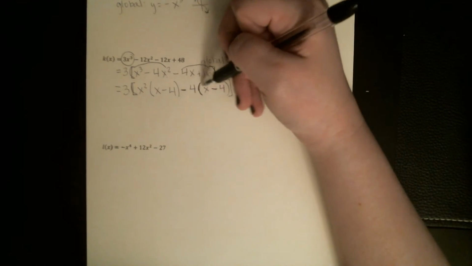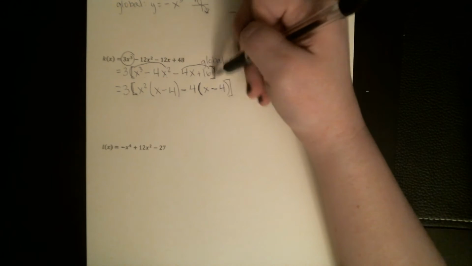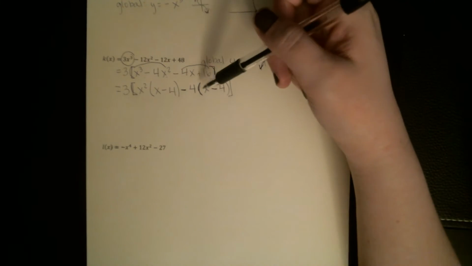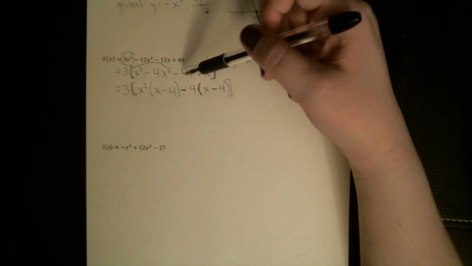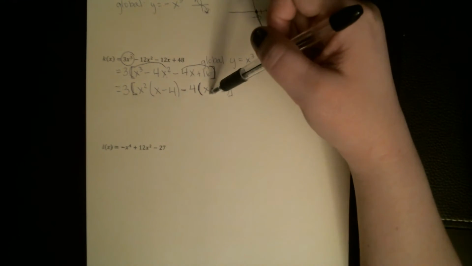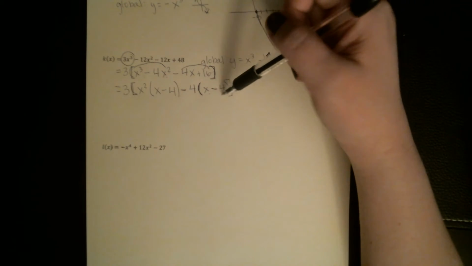Remember, you can multiply it out, negative 4x squared plus 16, to check yourself. Another way to think about this is factoring out a negative 4 means you're dividing it out of each term. So if we divide negative 4x by negative 4, we just get x. If we divide 16 by negative 4, we get negative 4.